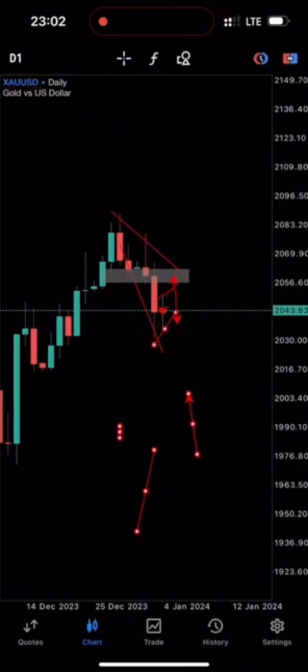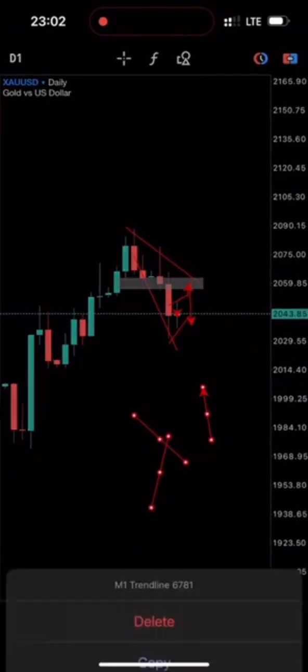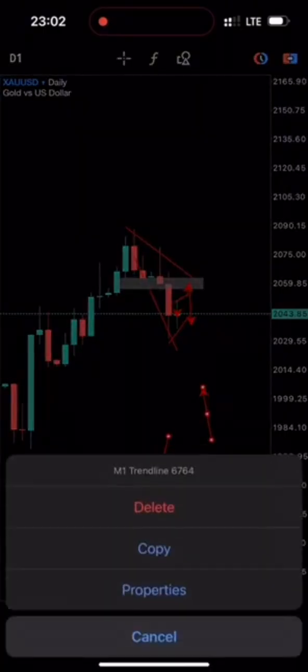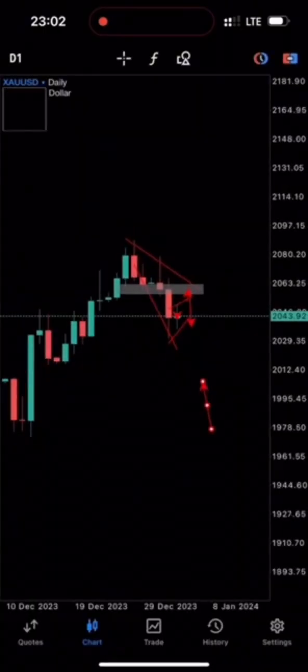So I really hope you're getting what I'm trying to say here on how to draw the trend line. So now I'm in the daily, right? I don't know how I skipped the H4. Now I'm in the daily.